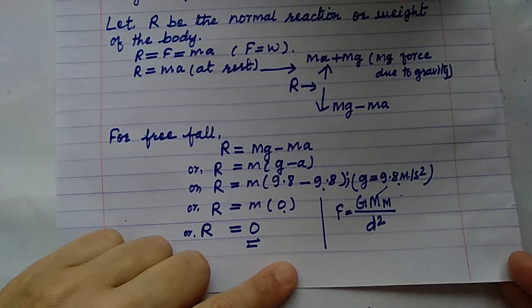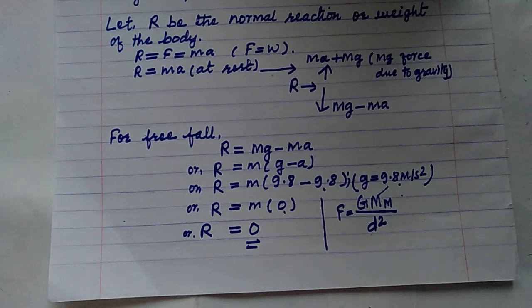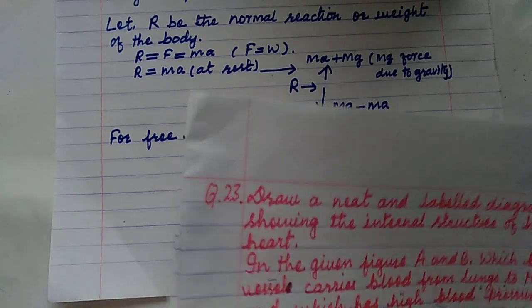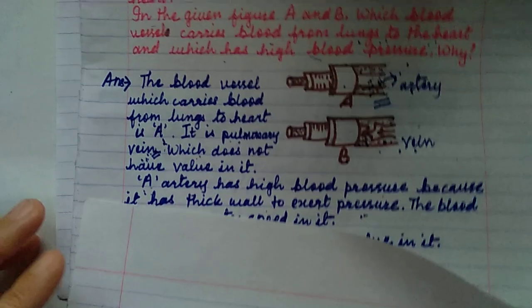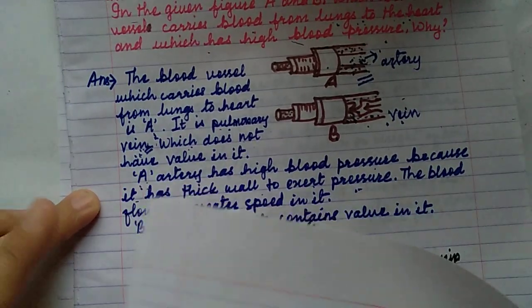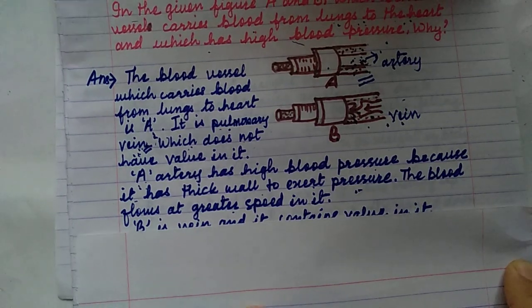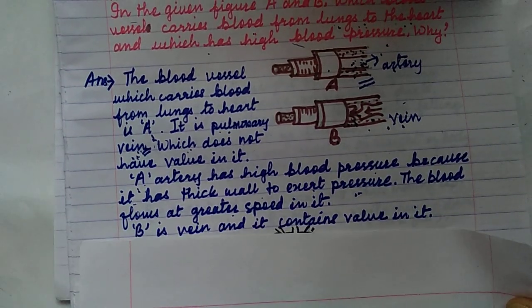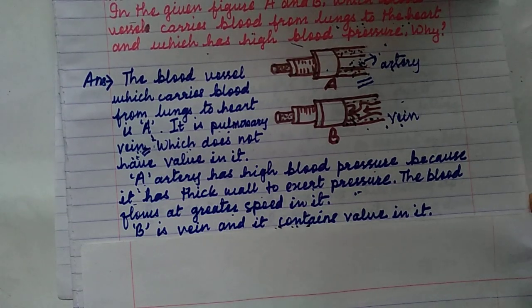For the numerical calculation part, you must do it yourself, otherwise it will be very difficult to understand. Now the next part we'll go to is question number 23. Question number 22 is very easy. It is from gas preparation, carbon dioxide gas preparation, and it is already done in the previous video. Now we are going to see question number 23.